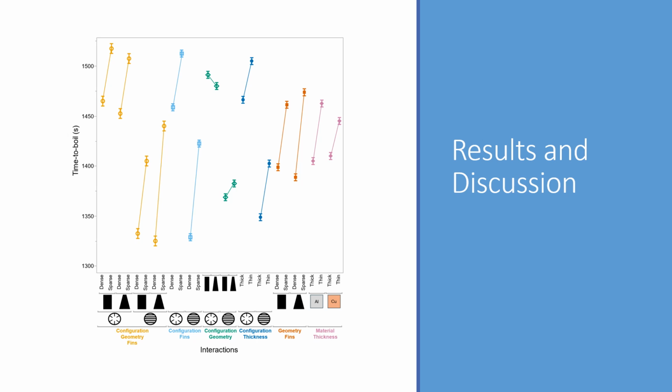Next, let's look at the data shown in green in the center of the graphic. This shows the interactions between configuration and geometry. In a circular configuration, the trapezoidal fins performed better than the rectangular fins, but in a linear configuration, the rectangular fins performed better than the trapezoidal fins. So we're able to see these complex interactions only because we used a factorial analysis approach. And these would have been missed if we'd used a simple single factor at a time approach.